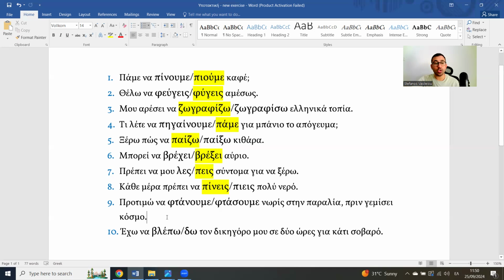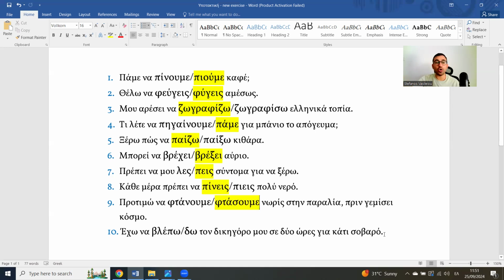Number 9. Προτιμώ να φτάνουμε or φτάσουμε νωρίς στην παραλία πριν γεμίσει κόσμο. So during the summer, someone says, I prefer we arrive early at the beach before it gets packed. Προτιμώ να φτάσουμε. So just once, single action.